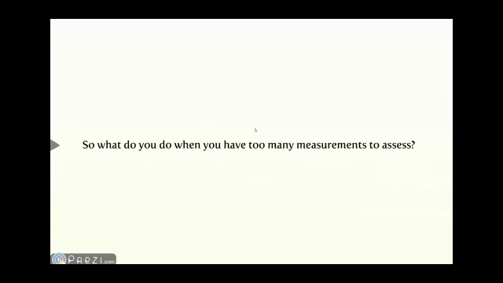So what do you do in science when you have too many measurements to assess? What do you do if the population that you're testing is too big? Let's say, for example, that the Swedish government right now would decide that they want to know how many people in Sweden have swine flu. What would they do? Would they call every single Swede to the doctor's office and test them for swine flu?